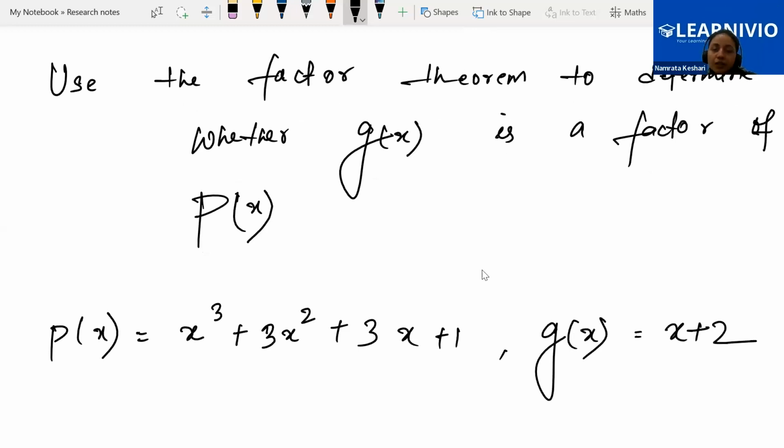Who will explain among Ayan and Farhan? Please tell me one by one. Ayan, what can we do over here? Please tell me.